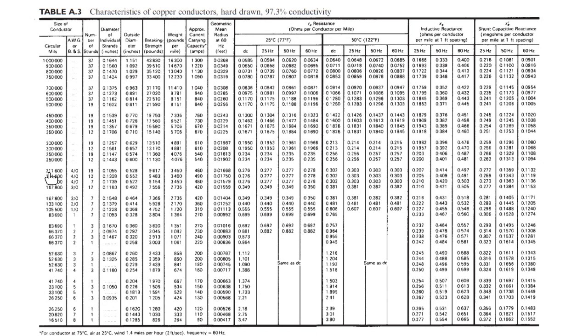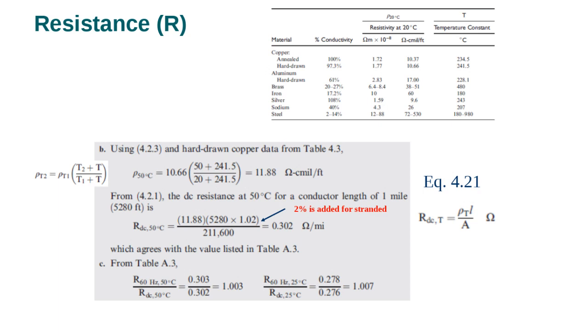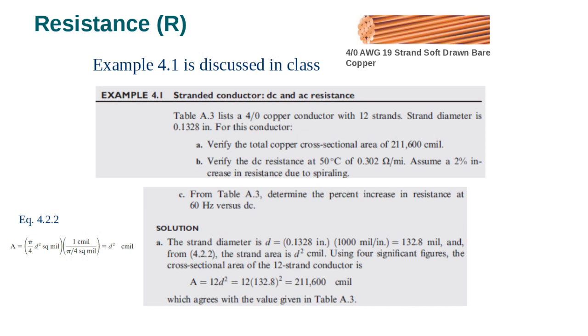We want to know where this 211,600 circular mil comes from. So they already calculated it for you, and we want to verify this number. So we go to the example here: verify the total copper cross-sectional area of this number in circular mil. We want to verify the number written on the table. The answer is already written there, and we want to calculate it.